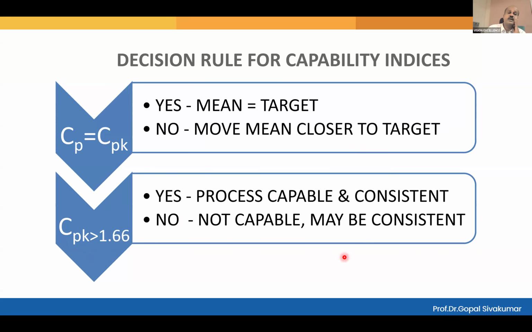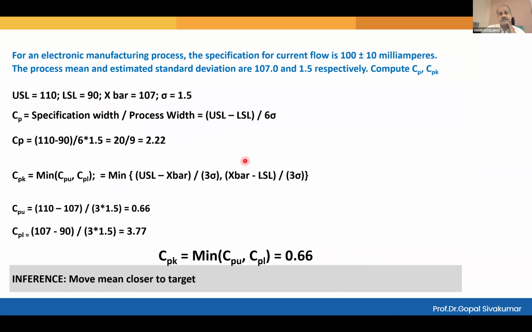All right. Now let's take a simple example. An electronic manufacturing process. The specification for current flow is 100 plus or minus 10 milliampere. Tell me what is the target here? 100. Very good. Target is 100. And USL is 110. LSL is 90. And the process average is 107.